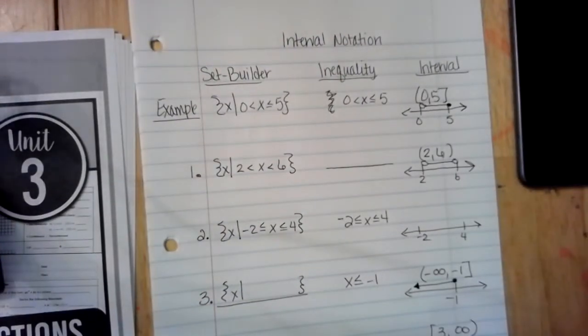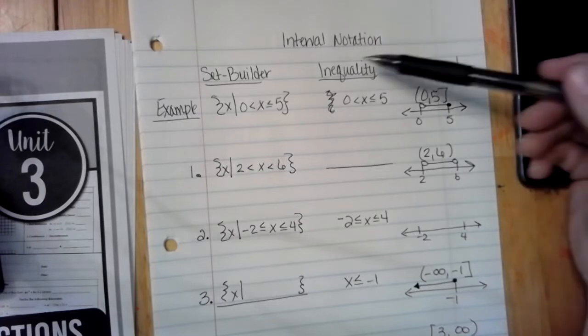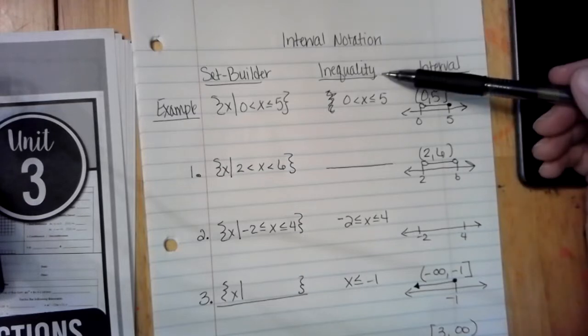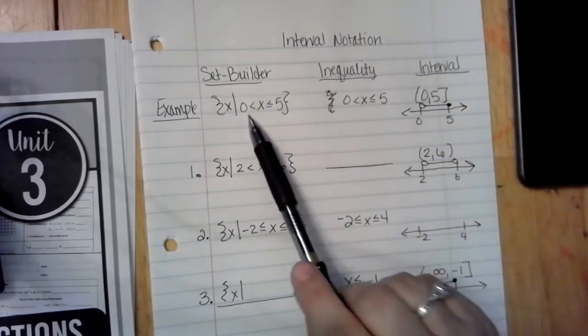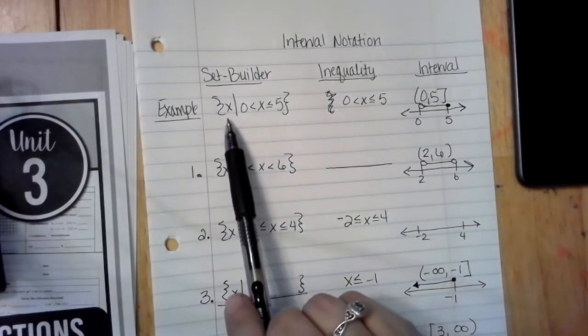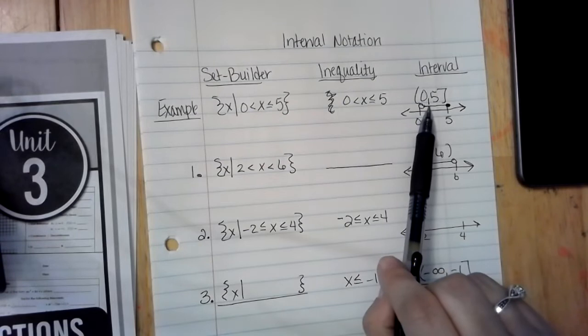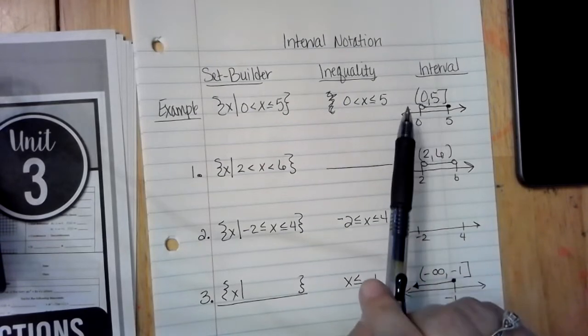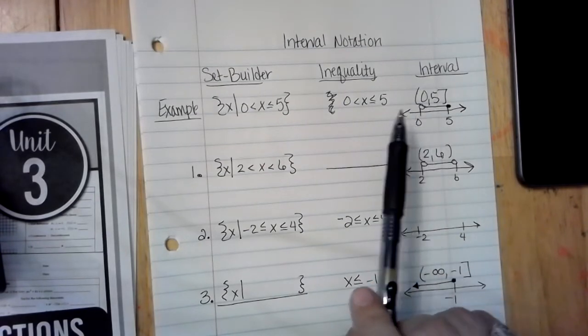This is an explanation of interval notation, comparing it to inequality notation, which you've had in Algebra 1, the new set builder notation, and then interval notation. So we see three different ways that you can write a domain, a range, or just a set of numbers.